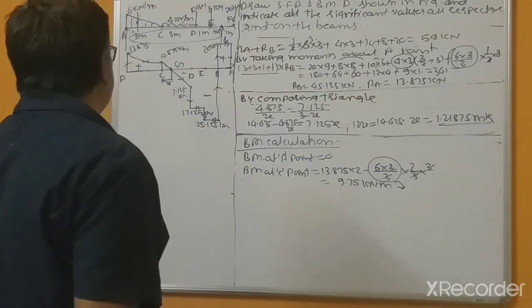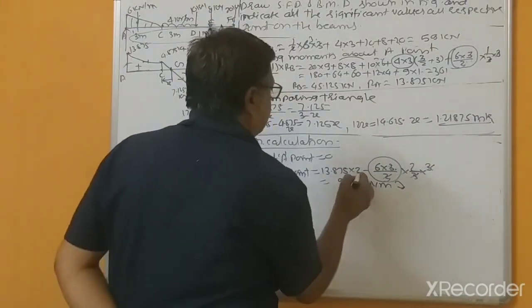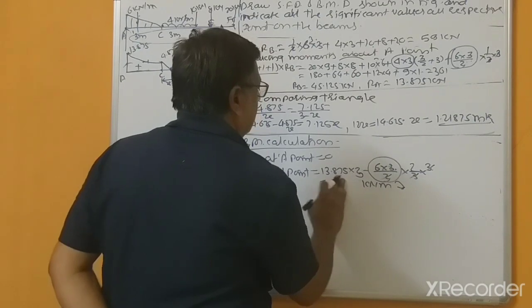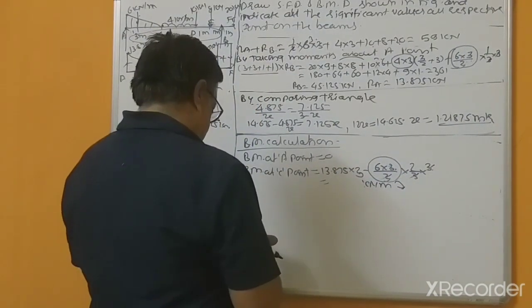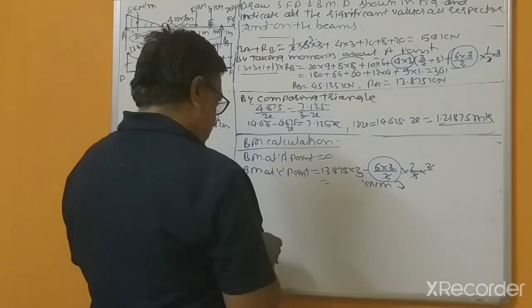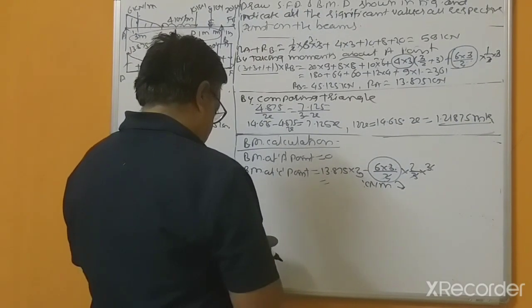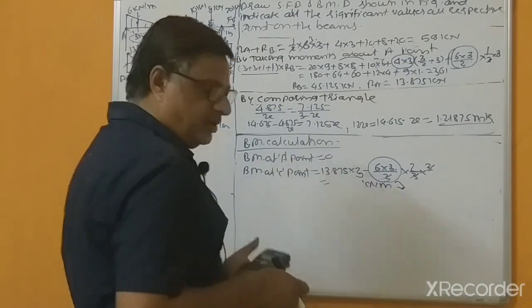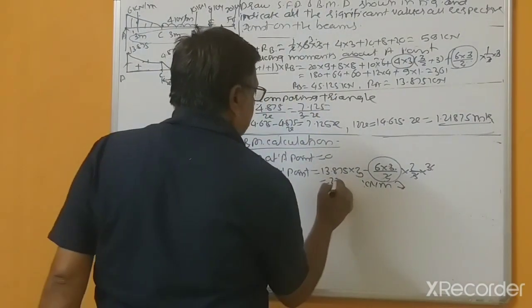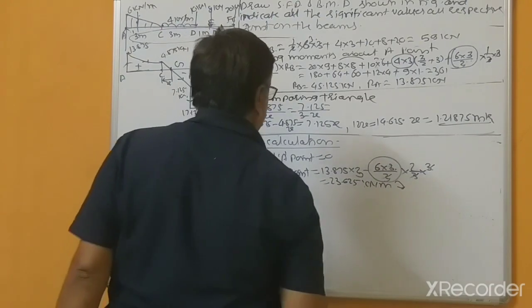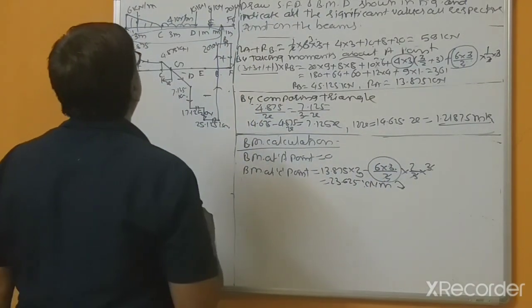Actually, this is multiplied by 3. That's why 13.875 multiplied by 3 minus 18 is 23.625. 23.625 is the bending moment at C point.